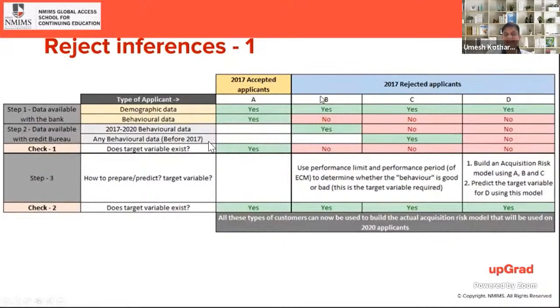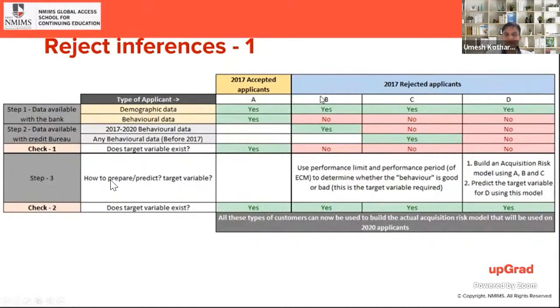Do you have any data from the Credit Bureau, of course, from prior to 2017? You have it for C. Does the target variable exist? Are you able to identify fraud or not fraud? You're not able to do that for all the other 3 segments. You're able to do that for the segment A.